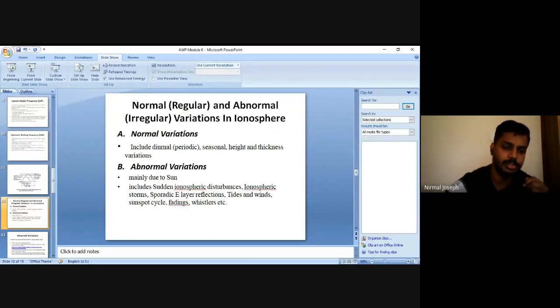I think you might be remembering what a sporadic E-layer is. Here we are saying about sporadic E-layer reflections. What is a sporadic E-layer? Anyone remembering about the sporadic E-layer? If anybody is remembering, just type what a sporadic E-layer is. In the meantime, I'll take your attendance.